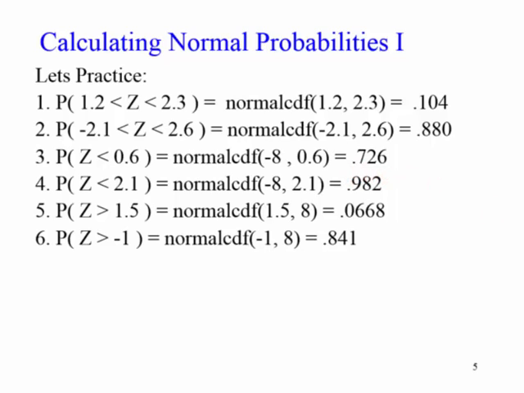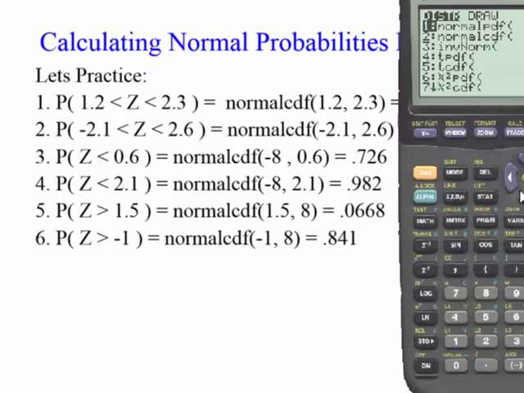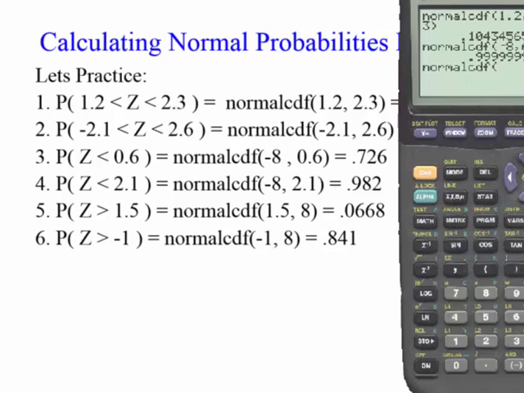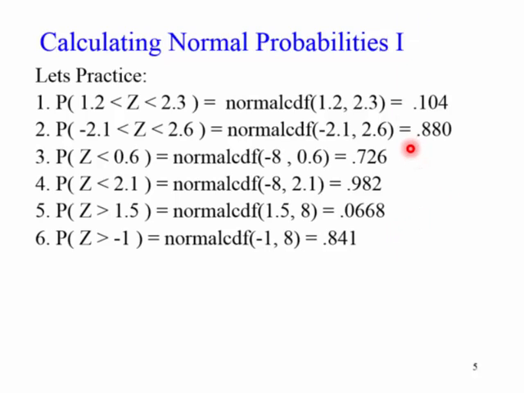0.726, and let's see that on the calculator. So we use 2nd, distributions, down to normal CDF, and we use the minus down here, -8, comma, to 0.6, close parenthesis, and we get our 0.726, rounding that up. And you can try the rest of these, but that's how it's done. If you wanted to have a z-score of greater than 1.5, then you go 1.5 to infinity, and again we use 8, and we get this, and you can try these.